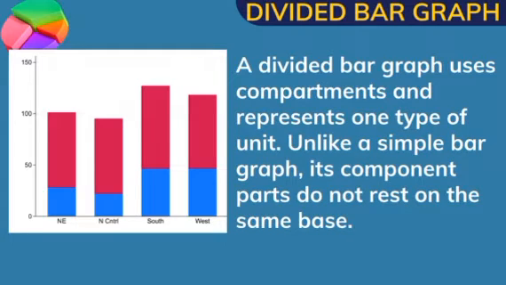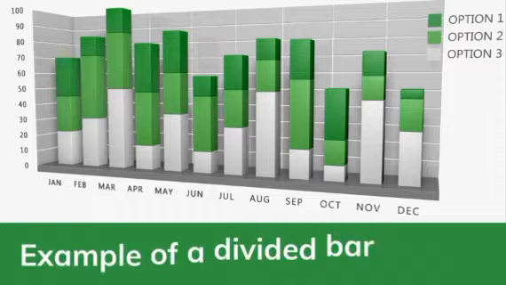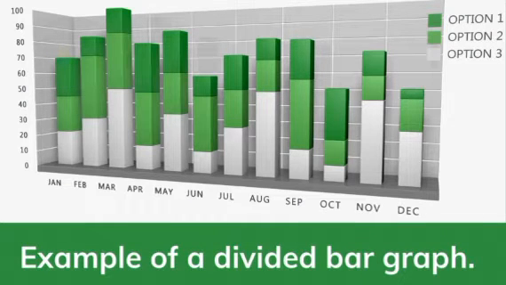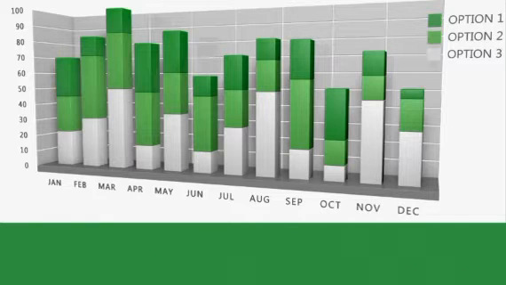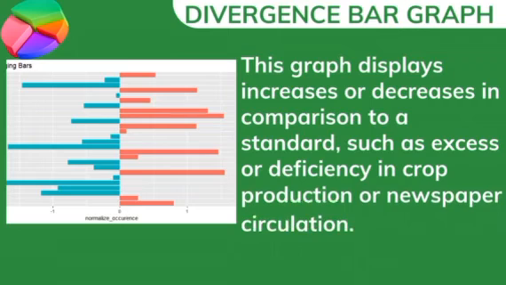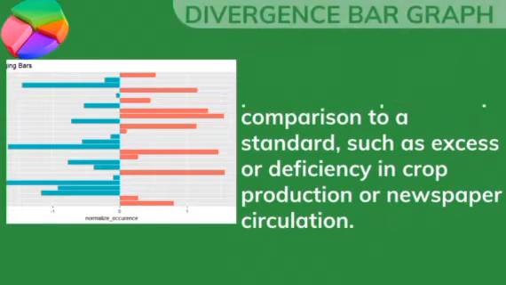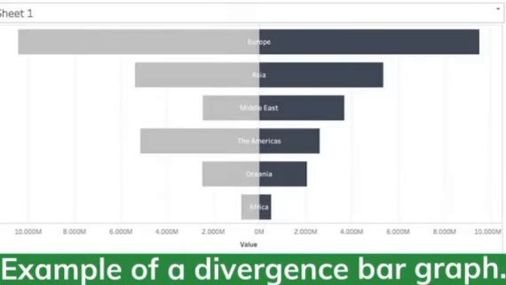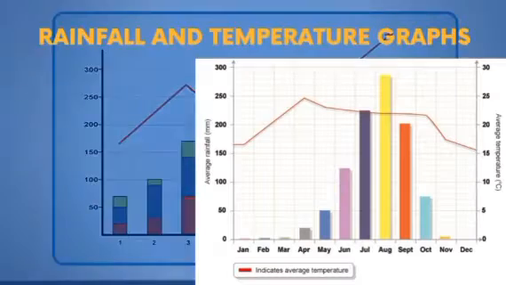Next is a divided bar graph representing two variables on the same bar. It is a combination of simple bars in representing variables. Talking about divergent bar graph, it shows the increase and decrease when comparing standard of a certain variable. Climate in rainfall, you can have crops, production and circulation. This is what it means.